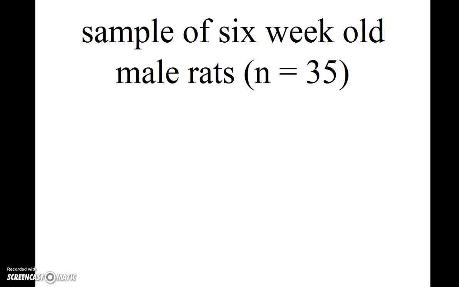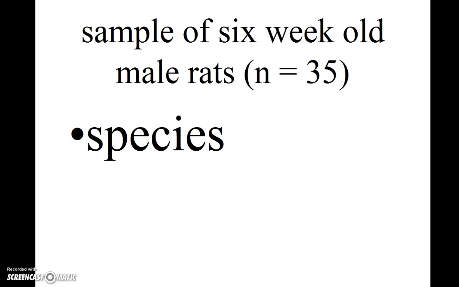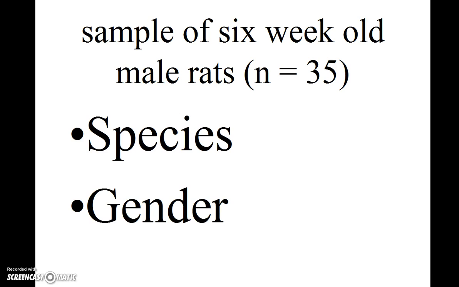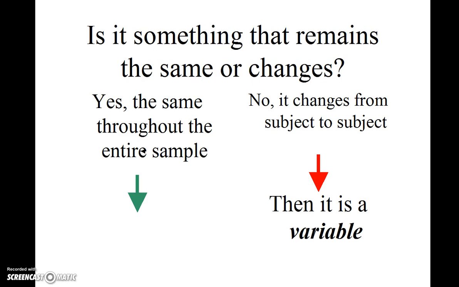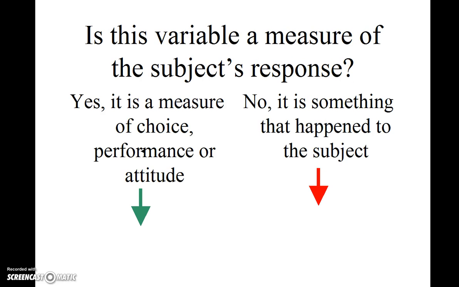For example, if we have a study of 6-week-old male rats, we have several constants. One would be the species. They're all rats. One would be gender. They're all males. And one would be age. They're all 6 weeks old. Now, if it is describing something that changes from one subject to another subject, from one organism to another organism, then we're talking about a variable, not a constant.